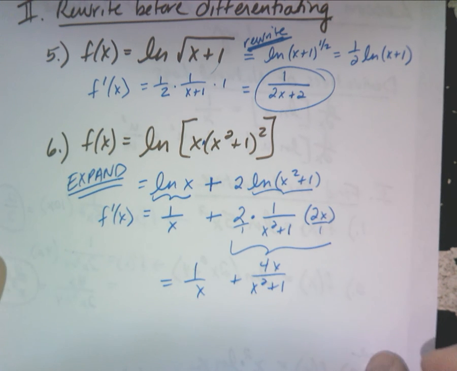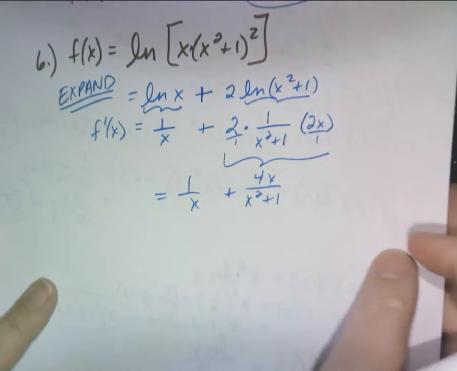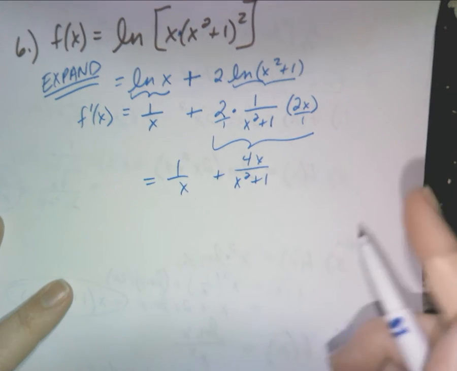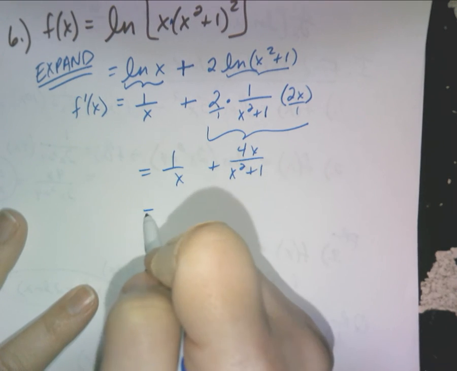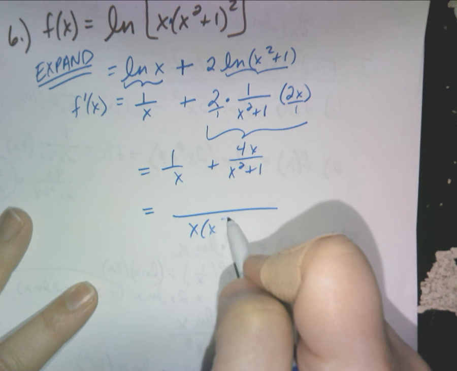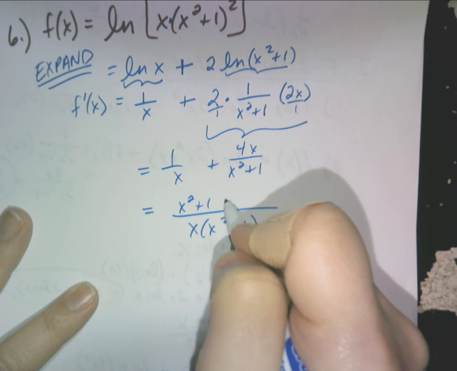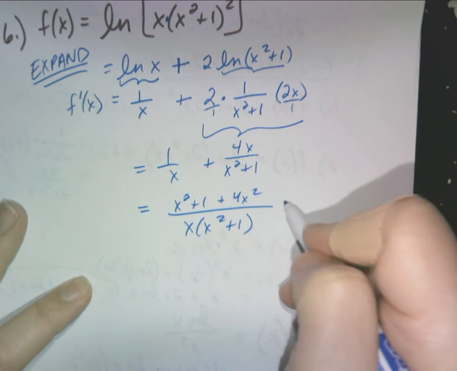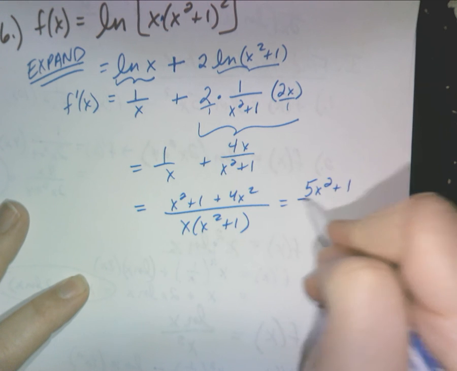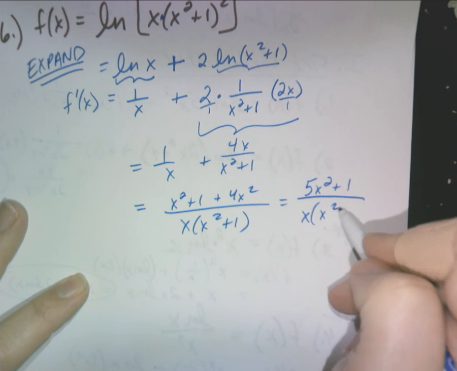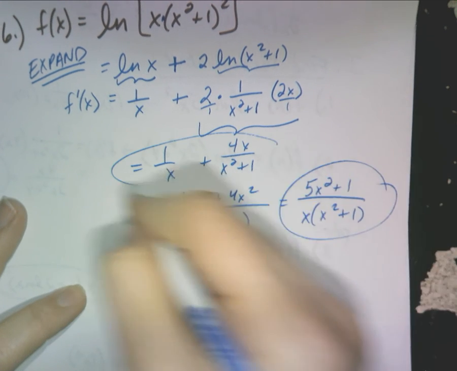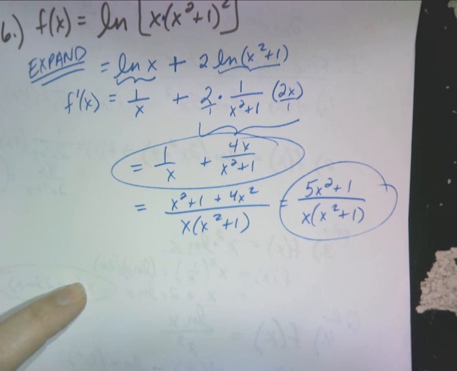I will say I'm not quite sure if she wants you to rewrite it. She might make you rewrite this as one fraction. You should all know how to do this as one fraction, though. You just multiply those two denominators and crisscross. So x squared plus 1 plus 4x squared. So 5x squared plus 1 over x times x squared plus 1. That's another way of writing it. But I will let you keep it like that for now.